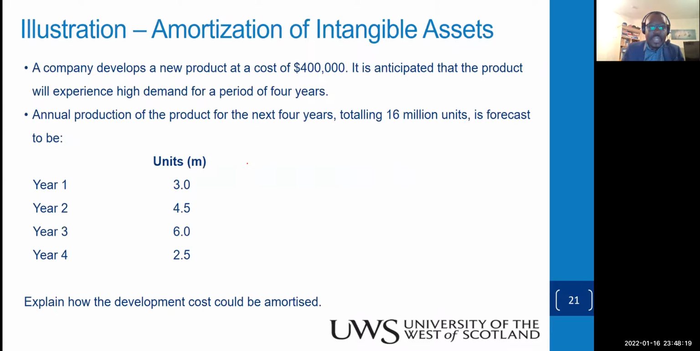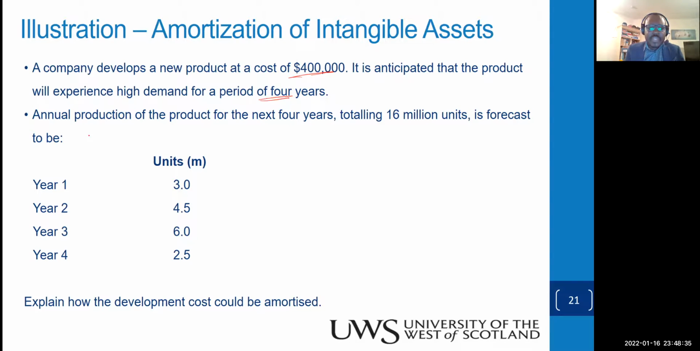Can over time. All right. So I'm giving this illustration. Let's try and solve this, and then we can wrap up with the disclosure. Okay. So a company develops a product at the cost of this. It is anticipated that the product will have a high demand for how many years?